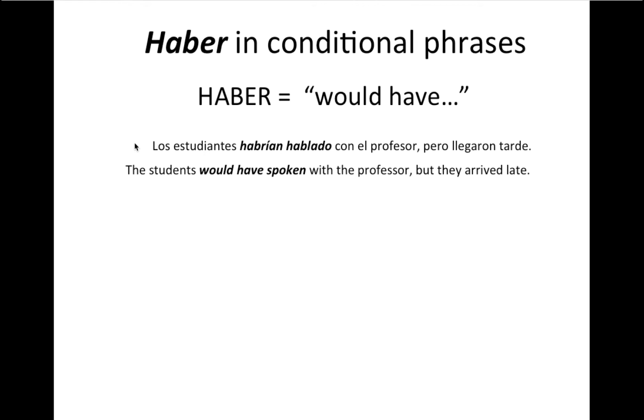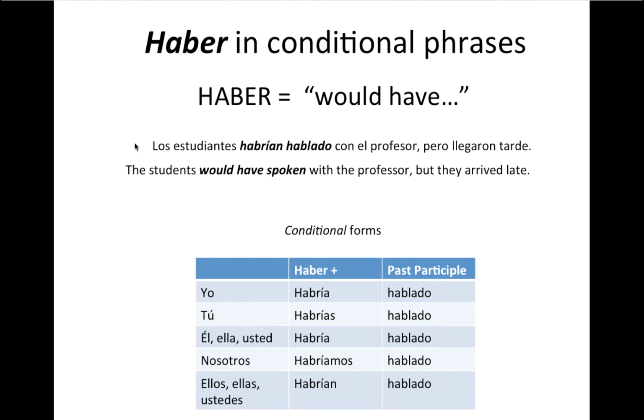So just like the future of haber, when we say yo habré, tú habrás, which we saw before, meaning will have, the conditional expresses would have. It expresses a condition. The conditional forms of haber are yo habría hablado, I would have spoken, tú habrías hablado, you would have spoken, él, ella, usted habría hablado, he, she, you formal would have spoken, nosotros habríamos hablado, we would have spoken, ellos, ellas, ustedes habrían hablado, you guys would have spoken.